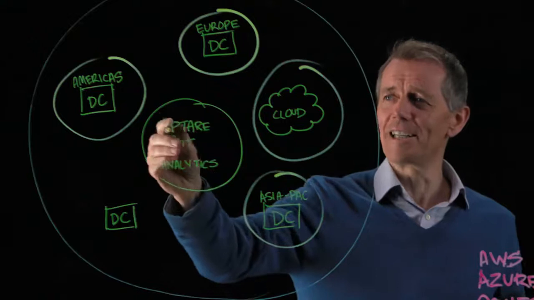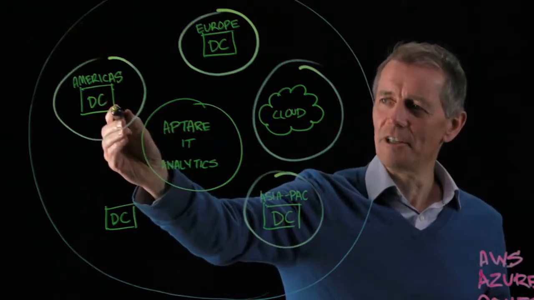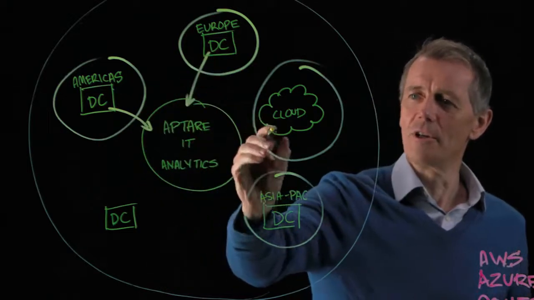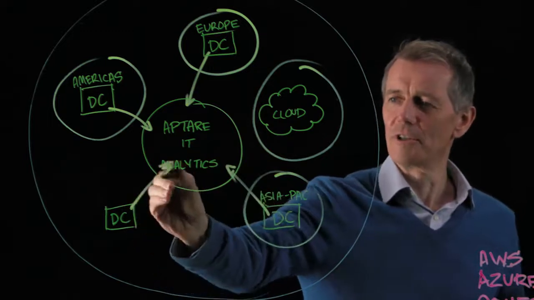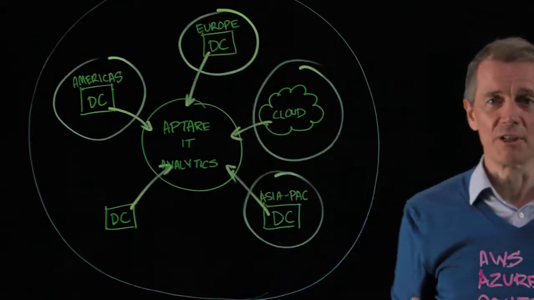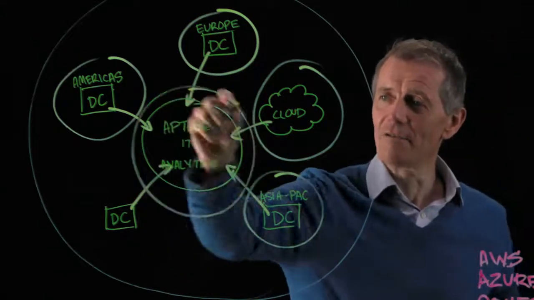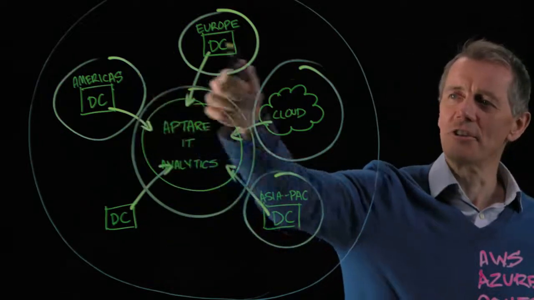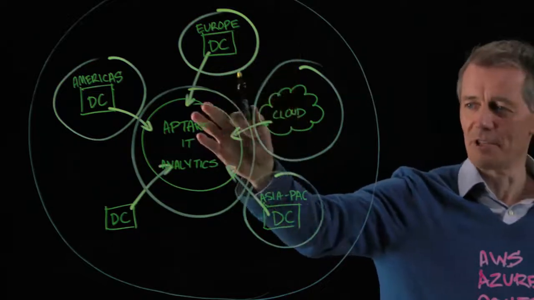So with APTARE IT Analytics, we can have a single data collector in each of the geographies for the on-prem locations that will send information to our centralized portal. And we can also collect from the cloud and have that information be collected as well. So in this single pane of glass, we have close to 30,000 data points of information from all of the assets wherever your data and your assets reside.